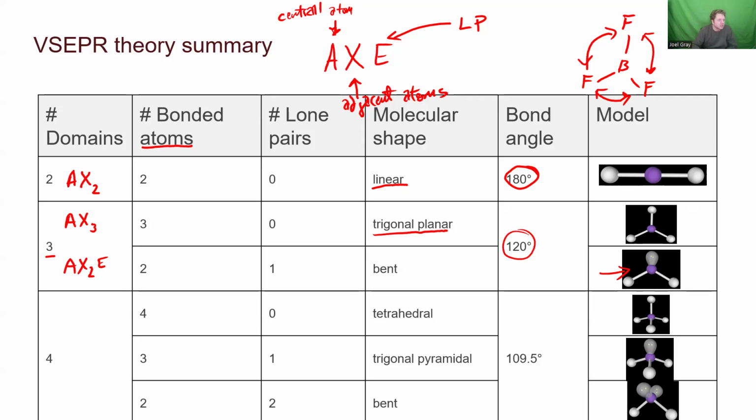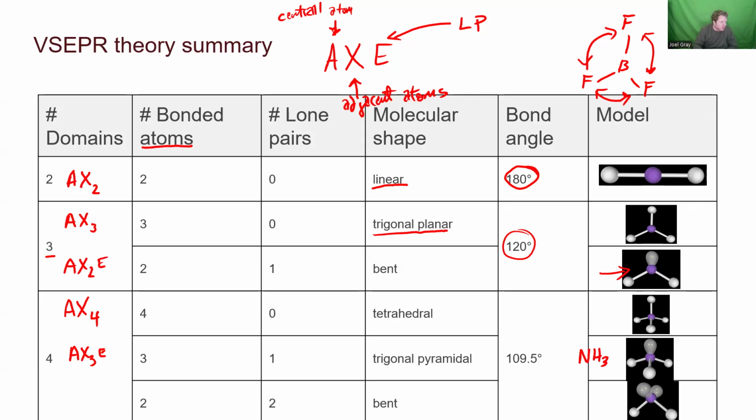Now, our last list with number of domains is 4. We can have 4 domains, which means we could have AX4, a central atom, and then 4 adjacent atoms. We could have AX3E. Well, that's 3 adjacent atoms and 1 lone pair of electrons. Now let's pause and think about that. 3 adjacent atoms, 1 lone pair of electrons. Spoiler alert. NH3 fits that billing perfectly.